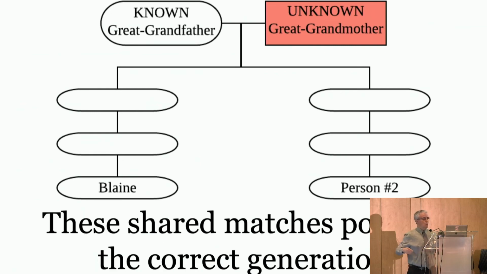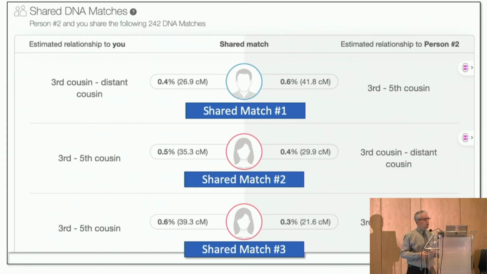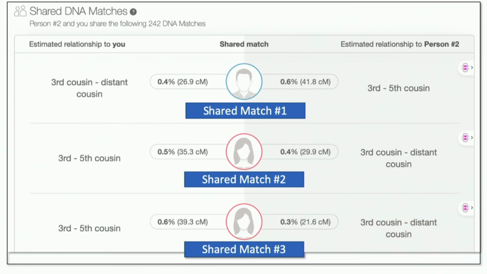So these shared matches point towards the proper individual. And what will I do when I get a list of these shared matches that I share in common with my second cousin? Well, here's an example. These are all shared matches I share in common with person number 2 here, my second cousin. So remember, what's the hypothesis? That these shared matches are related to me and my second cousin through either the known great-grandfather or the unknown great-grandmother. And if I can eliminate any of these as being on the known great-grandfather's line, then I have a list of matches that are relevant to the unknown great-grandmother.